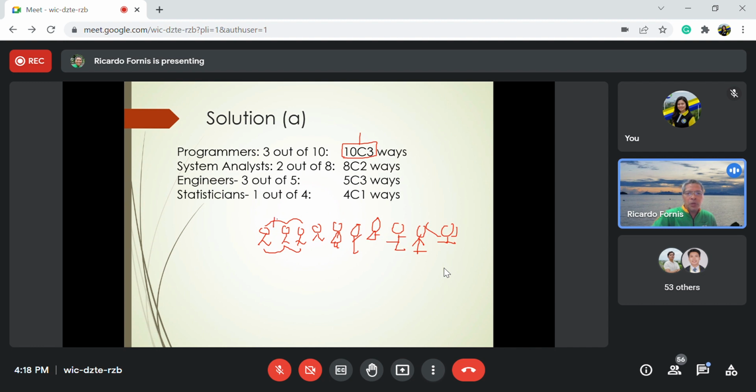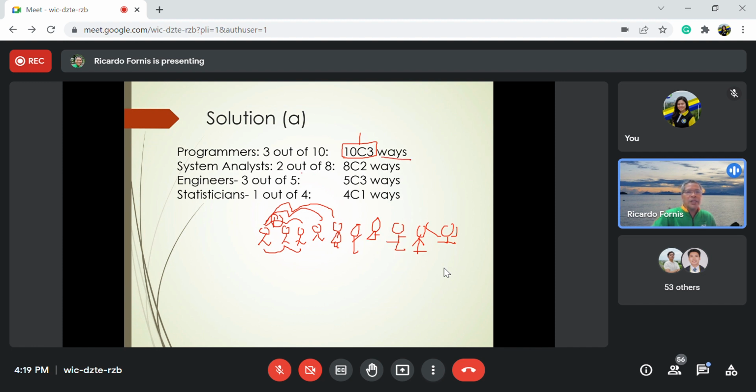So this is 1 already. It would be a different group if you do it like this: 1, 2, and 4. That's a different group. Or maybe 1, 2, and 5. That's another group. So there are how many ways by which you could choose 3 out of 10? There are simply 10 combined 3 different ways.